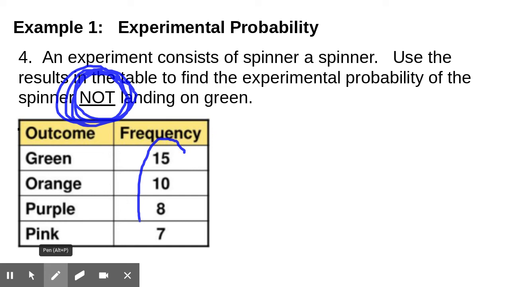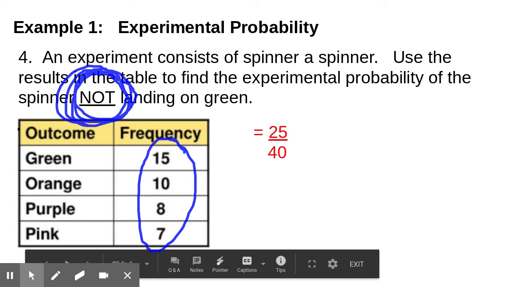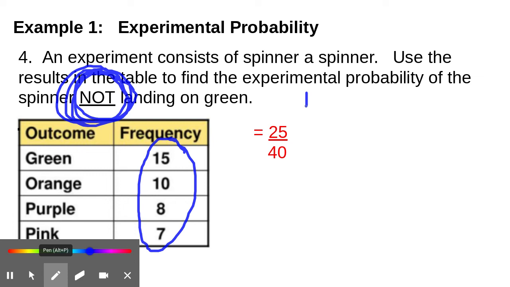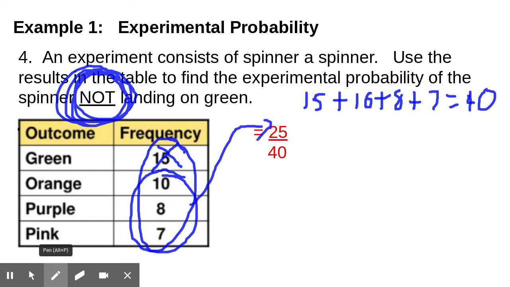So if you add up all of the color choices, you do have 40 choices. 15 plus 10 plus 8 plus 7 does give you 40. That's your total number, 40. And to not have green, you can take 40 minus 15, or just add up the 10 plus 8 plus 7, which does give you 25. So 25 is orange, purple, or pink, which means that's not green, out of the 40 total.